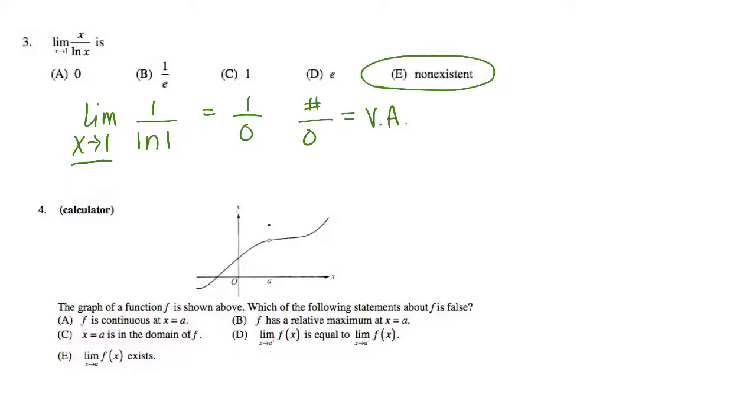So for our next problem, the graph of f is shown above. Which of the following statements is, and now we're looking for a false statement. So for part A, f is continuous at A. Well, I think we found it right off because here we're not continuous at A. We have some kind of removable discontinuity there. So the answer for this one, very quickly we found, is A.